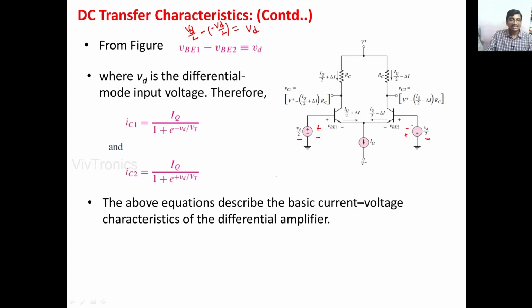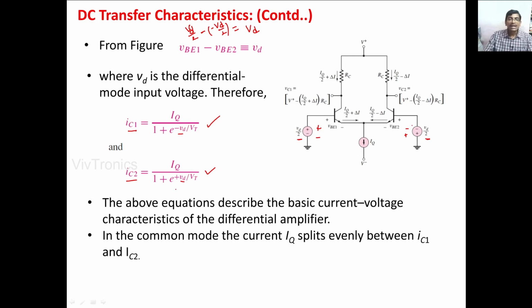The above equations describe the basic current to voltage characteristics of the differential amplifier. Okay, these above equations, the IC1 equation and the IC2 equation, are giving the basic current to voltage relationship of the differential amplifier. Here IC1 is related to VD, the differential input voltage. Here also IC2 is related to the differential input voltage VD.